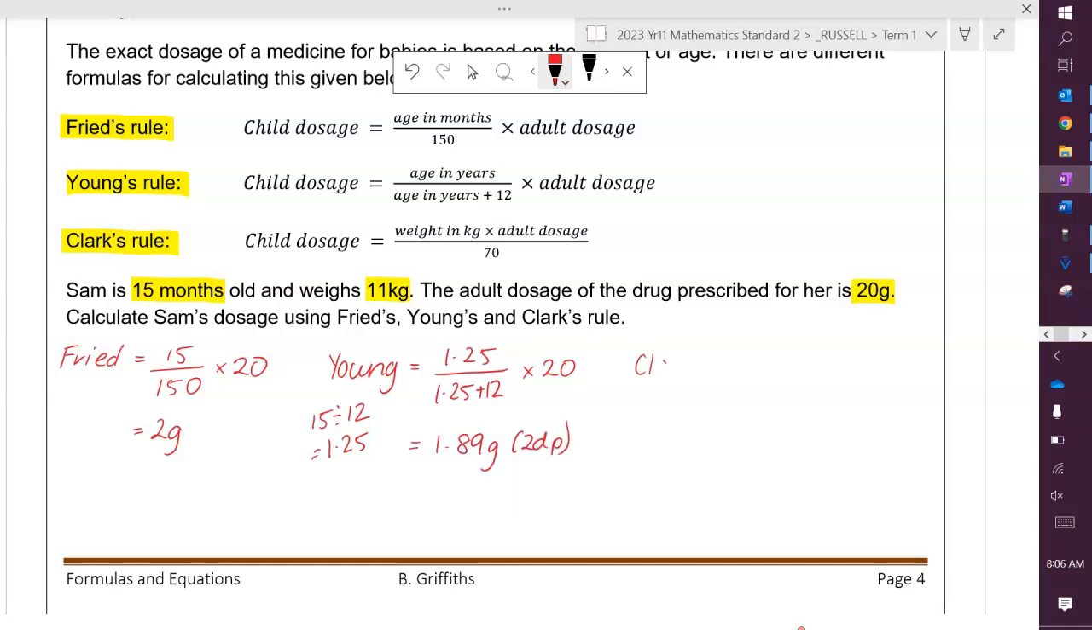And then we have Clark's rule, which tells us we have the weight in kilograms, which is 11, multiplied by the adult dosage, which is 20, and divided by 70. And if we put that in, we get 3.14 grams. So again, you can see from each of those different rules, the dosage does change quite a bit.